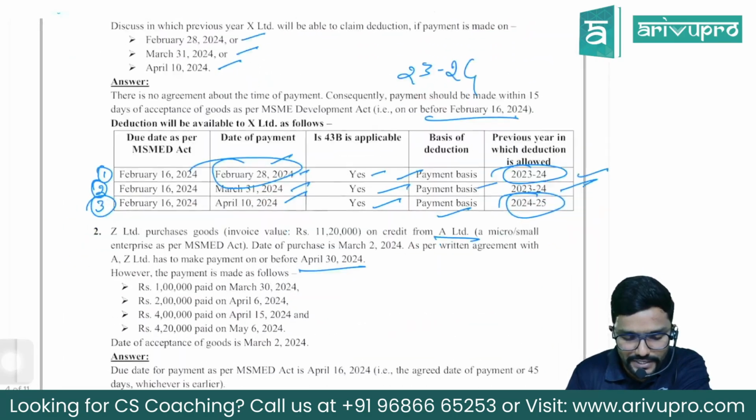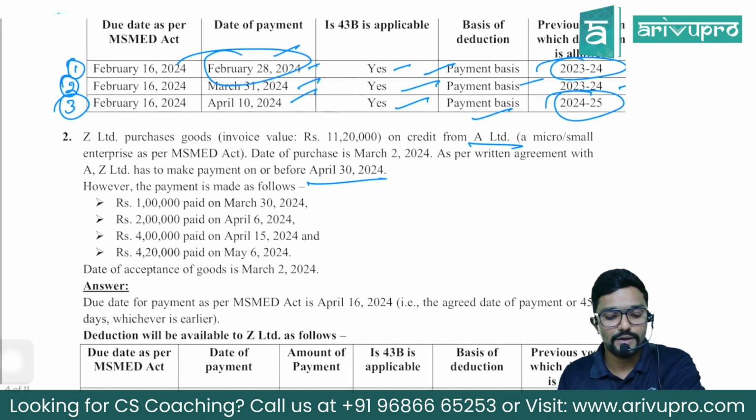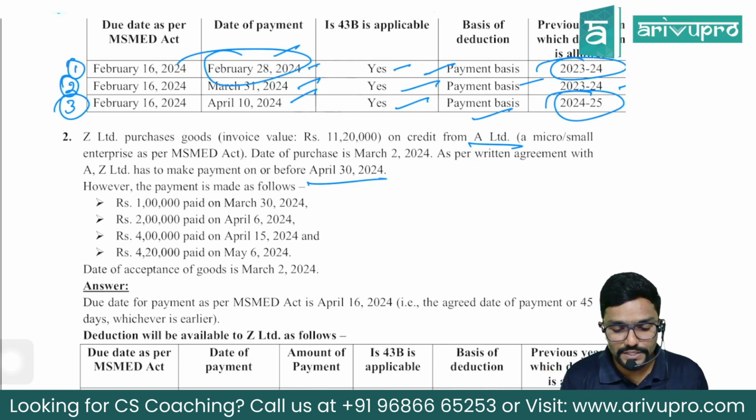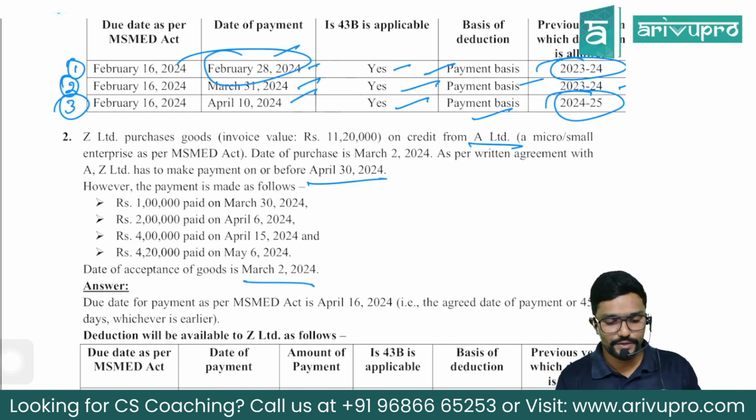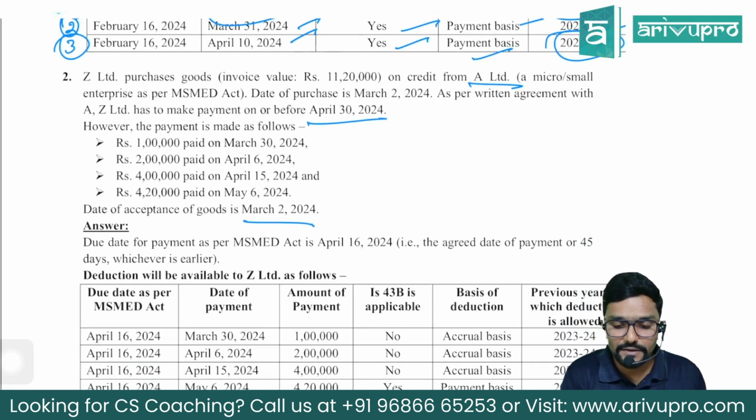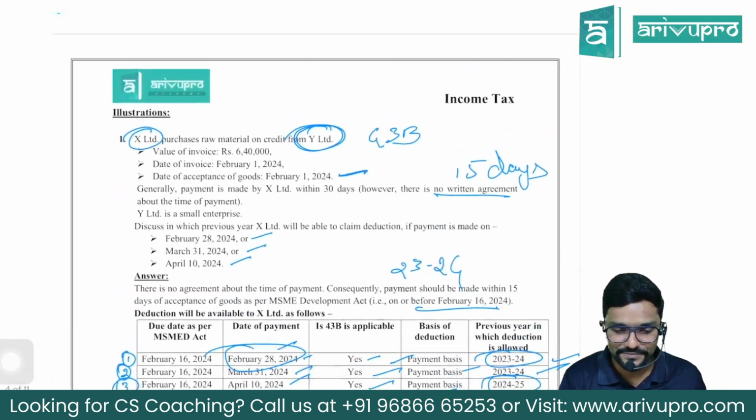So what is the due date as per the agreement, guys? 30th April. Okay. However, the payment is made as follows. 1 lakh paid on 30th March, 2 lakh paid on 6th April, 4 lakh paid on 15th April, 4,20,000 paid on 6th May. So it is paid in installments. Date of acceptance of goods is March 2nd. Due date for payment as per MSMED Act is April 16th. Sir, they have given it as April 30th. No, sir. But we have to go as per that.